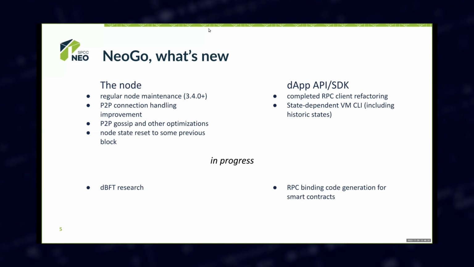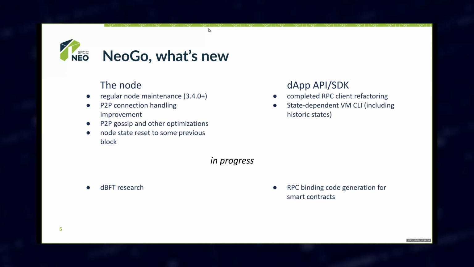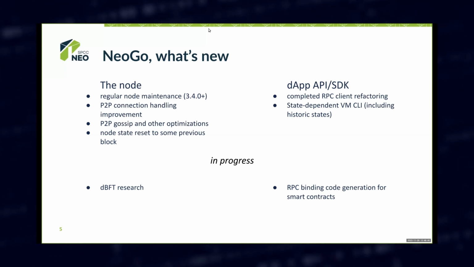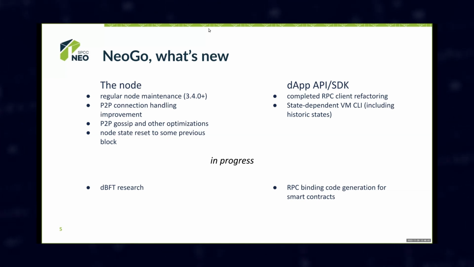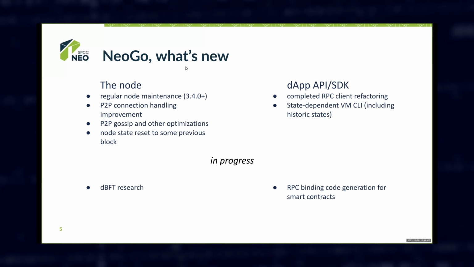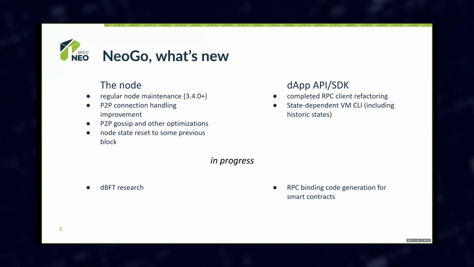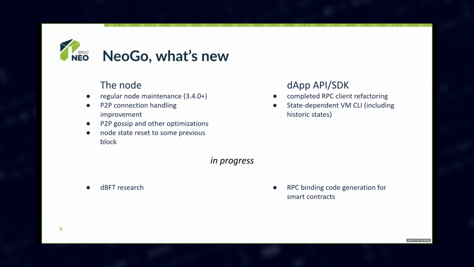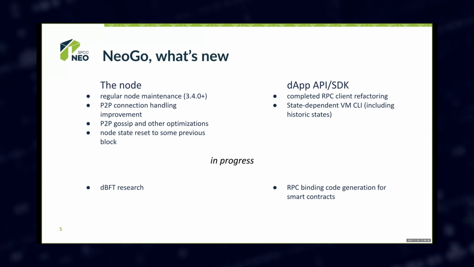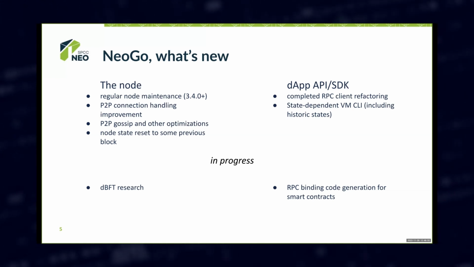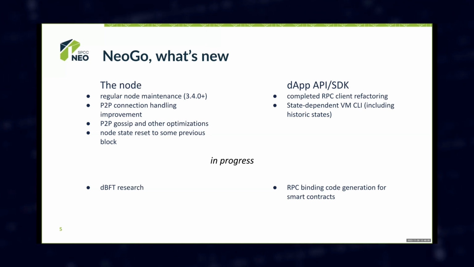So on the smart contract SDK side, we have completed our RPC client refactoring, and that's an important step, because this new API is already used by NeoFS, and that improved the backend code considerably, removing hundreds of lines of code and allowing us to better handle some corner cases. It also allows optimized wait loops for transactions based on notifications. So yeah, that's what we have already.